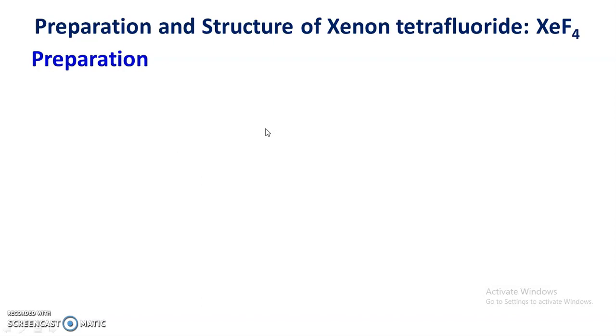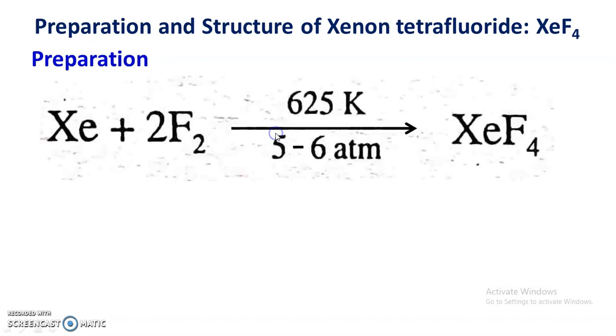Xenon tetrafluoride is quantitatively prepared by heating a mixture of xenon and fluorine in the ratio of 1:5 under a pressure of 5 to 6 atmosphere at 675 Kelvin in a sealed nickel vessel, followed by rapid cooling. So in this way, when the mixture of xenon and fluorine with the ratio 1:5 is heated at 625 Kelvin at 5 to 6 atmosphere, then we get xenon tetrafluoride. This is one method.